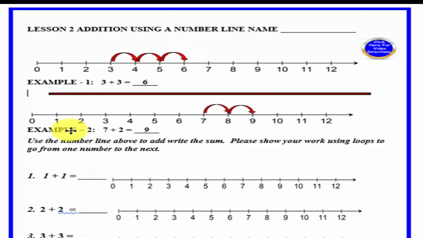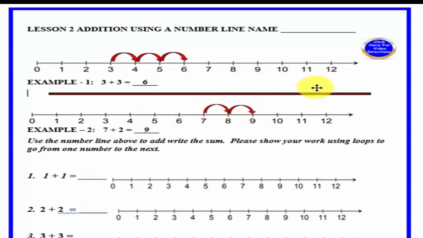Let's look at example 2. Here we have 7 plus 2 equals 9. Well, the first number, we start off with the 7. How many loops? 2. 1, 2. So 7 plus 2 equals 9.